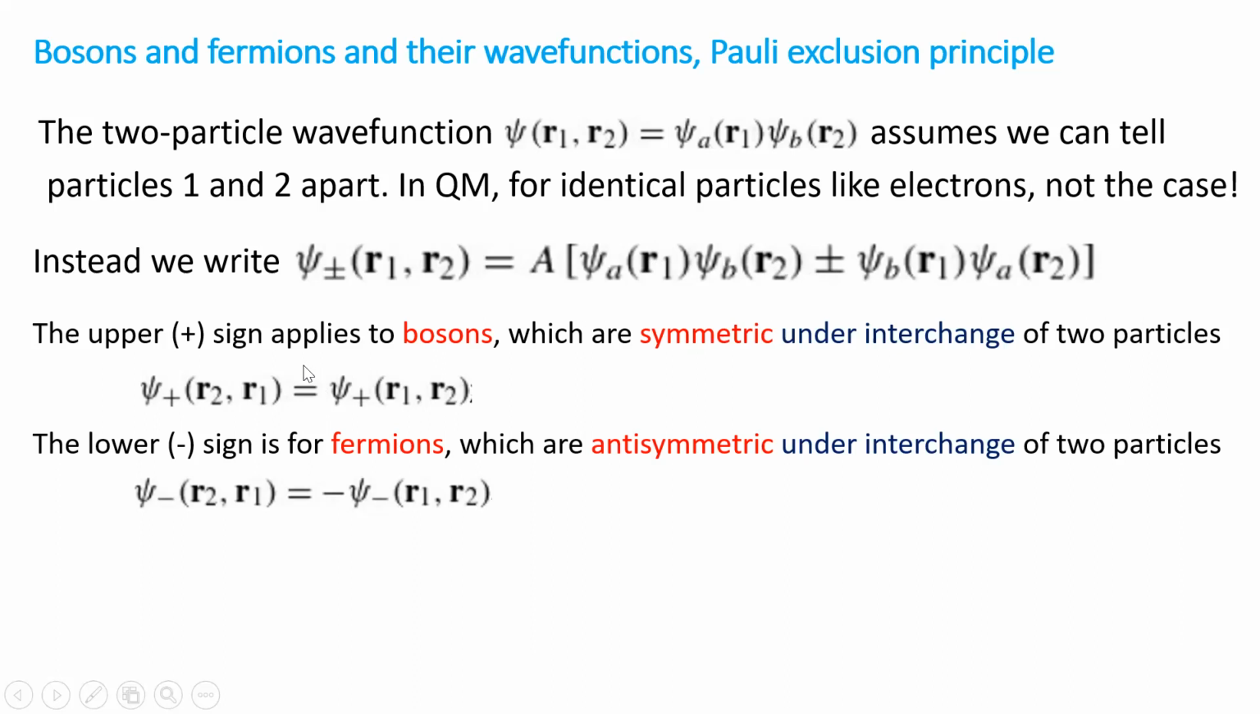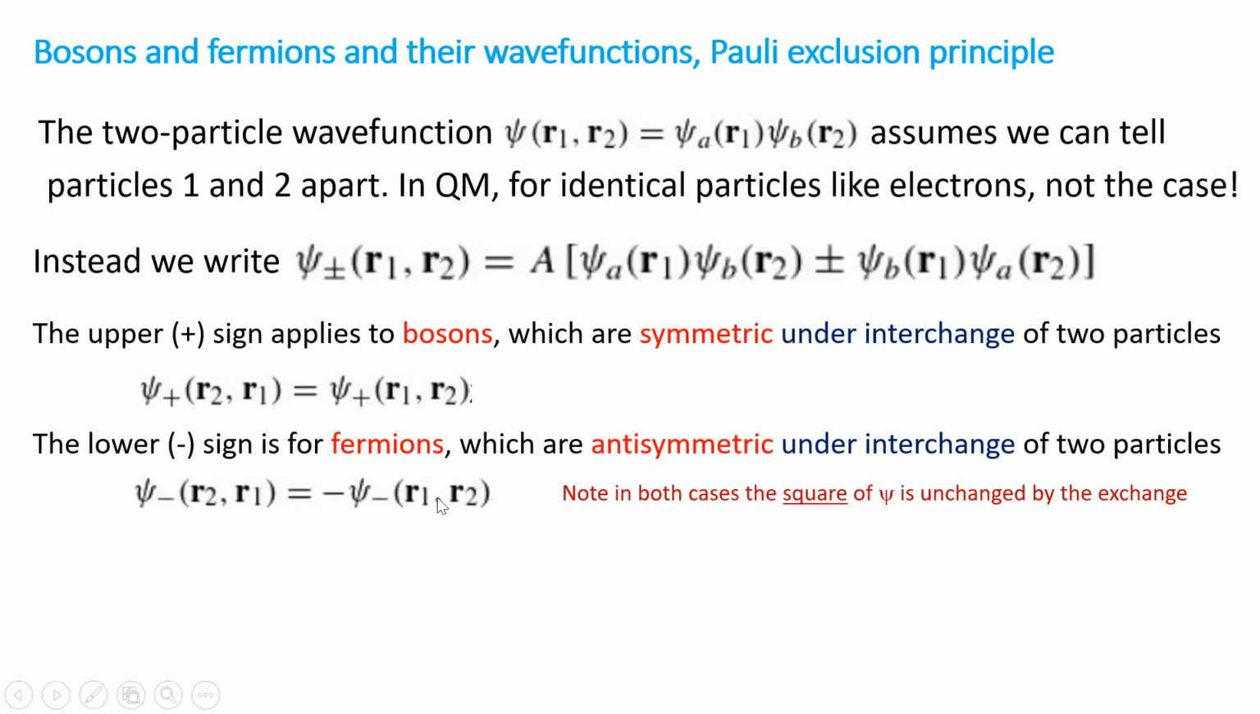And this is actually the defining property of bosons and fermions: under interchange of the coordinates of the two particles, for bosons the wave function keeps the same sign. For fermions, under interchange of two identical fermions in a wave function, the wave function switches signs.